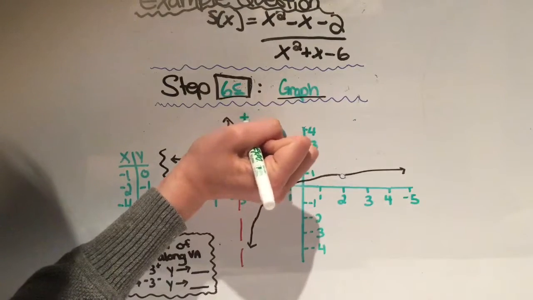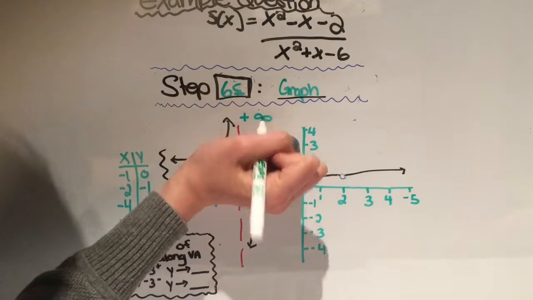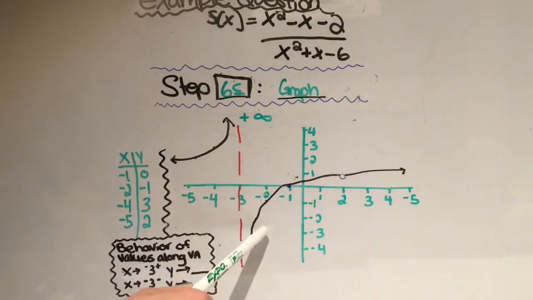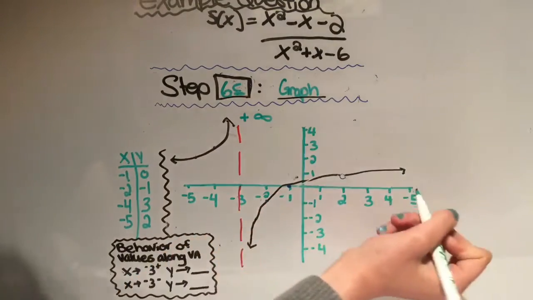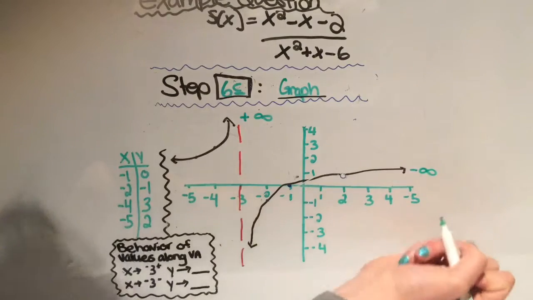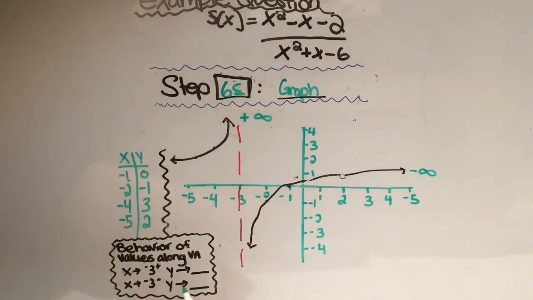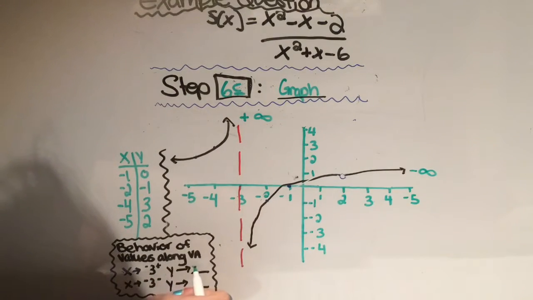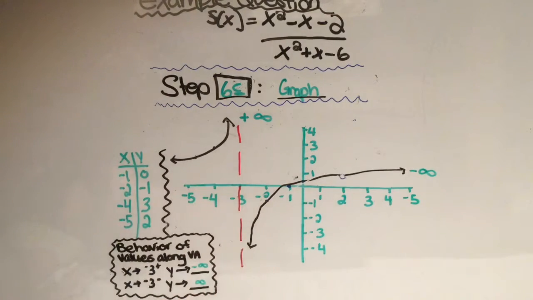Now, by looking at the graph, we can determine the behavior of a rational function along the vertical asymptote. We can tell this because on the left side of the asymptote, as the x values increase, the y values approach positive infinity. On the right side, as the x values increase, the y values approach negative infinity.